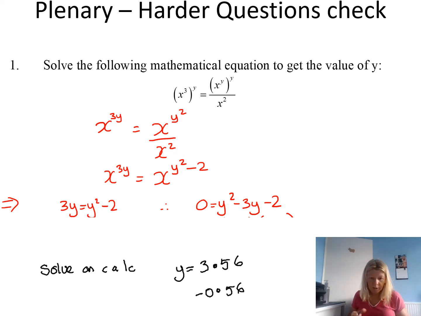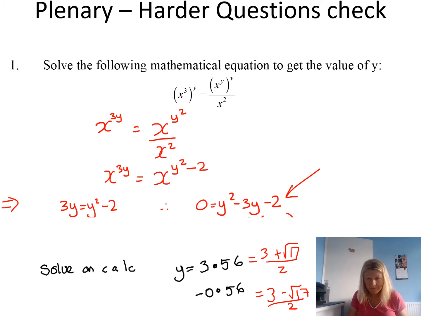If you want, you could have written these interesting answers as 3 plus root 17 over 2, and 3 minus root 17 over 2. You can also get the answers in nice surd form by using that formula, if you remember. What was it now? I forget.